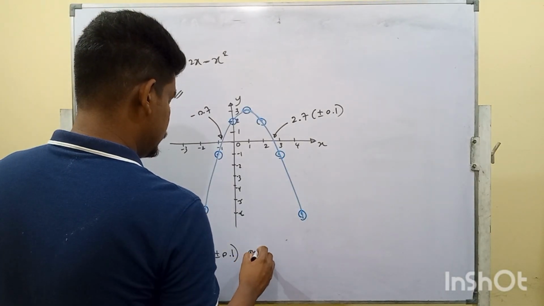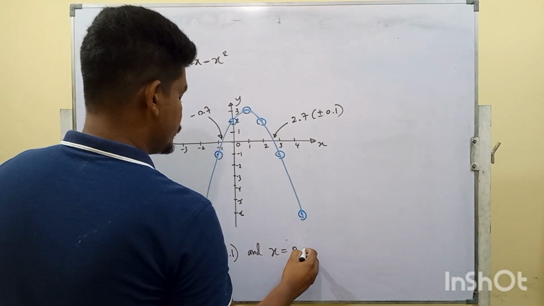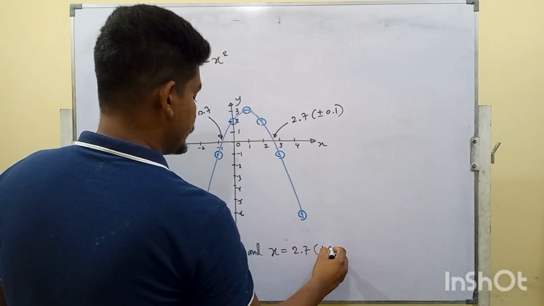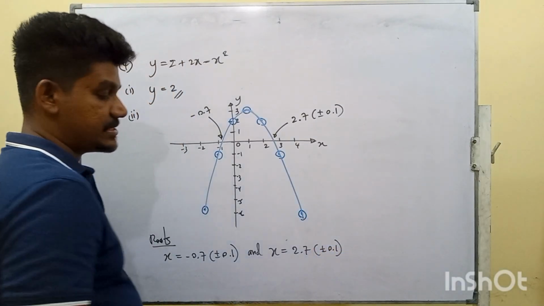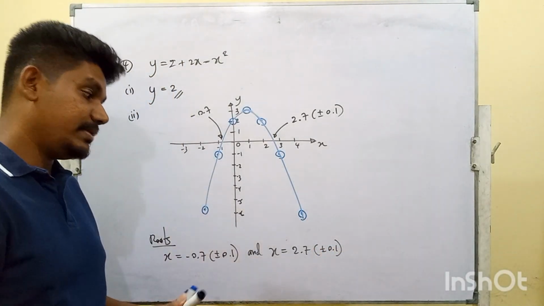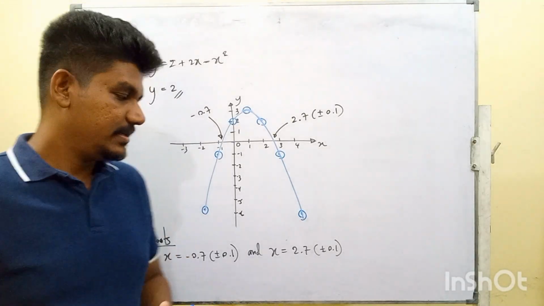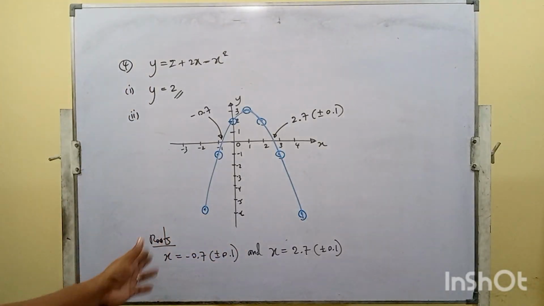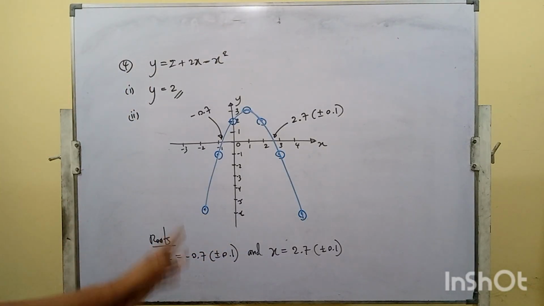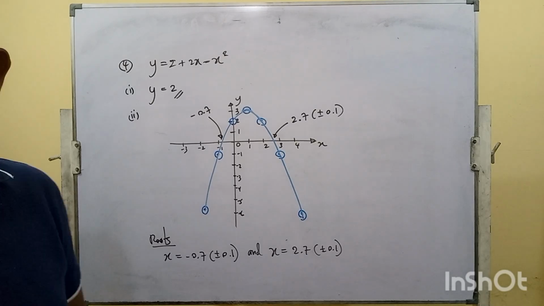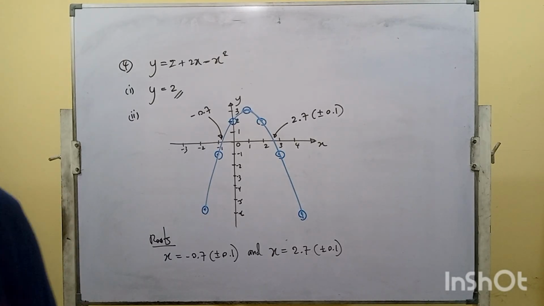And x equals 2.7. Your answer can vary in this range. It can be 2.6, 2.7 or 2.8. This can be minus 0.6, minus 0.7, or minus 0.8. Like that, they vary.